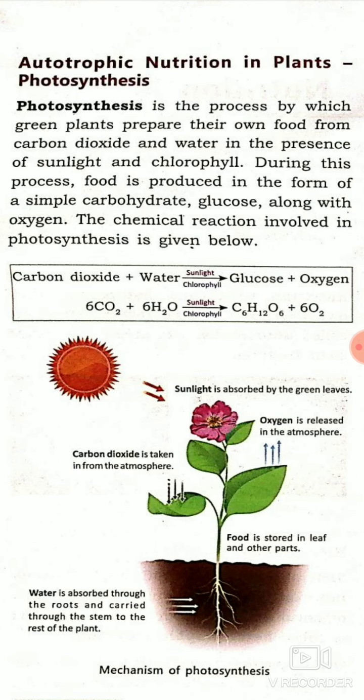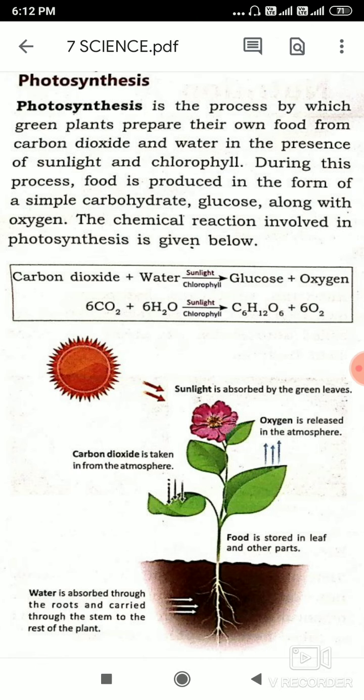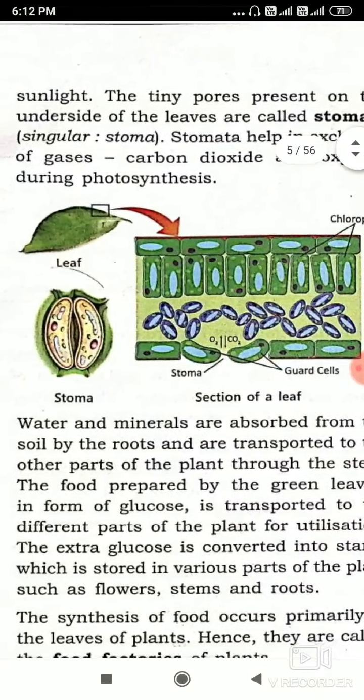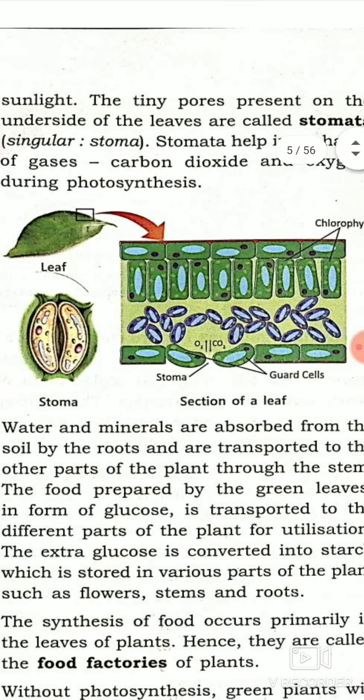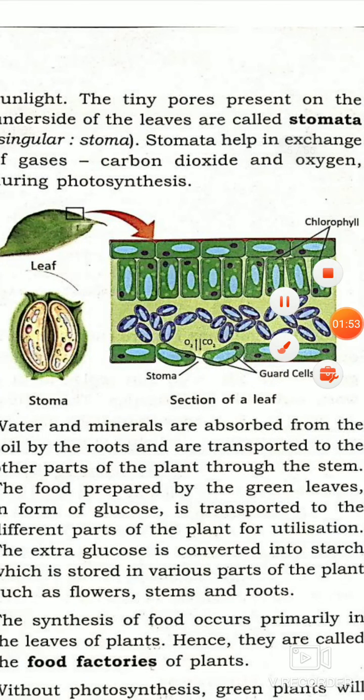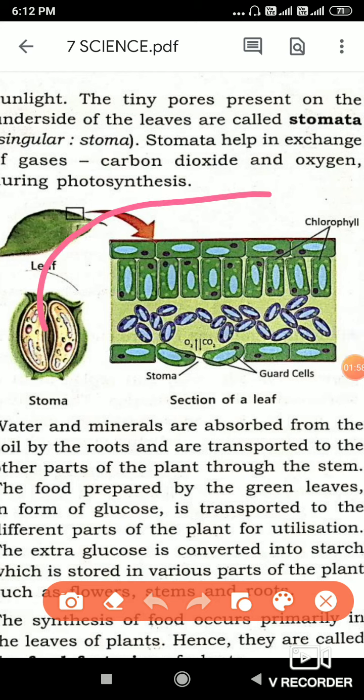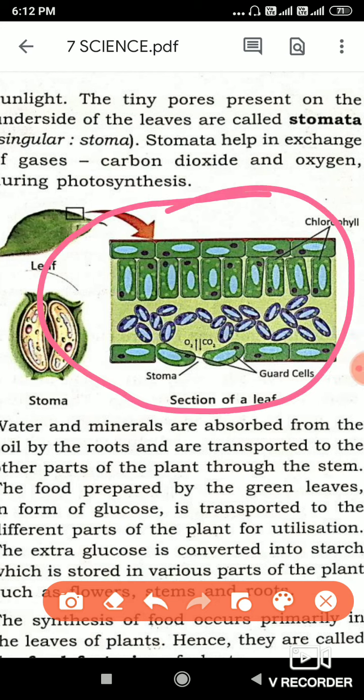And the next is how carbon dioxide is taken in from the atmosphere. It is taken in with the help of stomata. What are stomata? Stomata are the tiny pores present in the leaves of the plant. If you look at this figure, there is a cut section of a leaf in which you can clearly see the diagram. Under the microscope, you can see this green pigment, which is known as chlorophyll, and here you can see a small opening, which is known as a stomata.